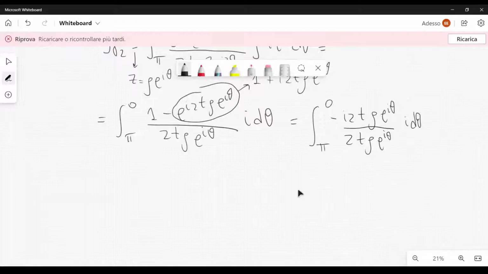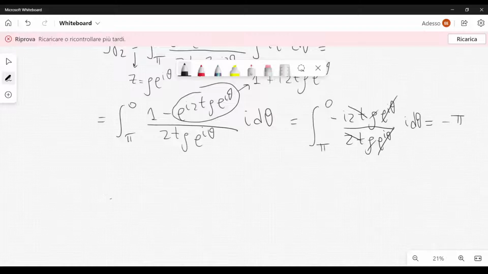Now I can simplify 2t with 2t, rho with rho, e to the I theta with e to the I theta, and then I have I times minus 1, so I will get 1, and then I have to integrate from pi to 0, so I get minus pi. This integral gives me minus pi.